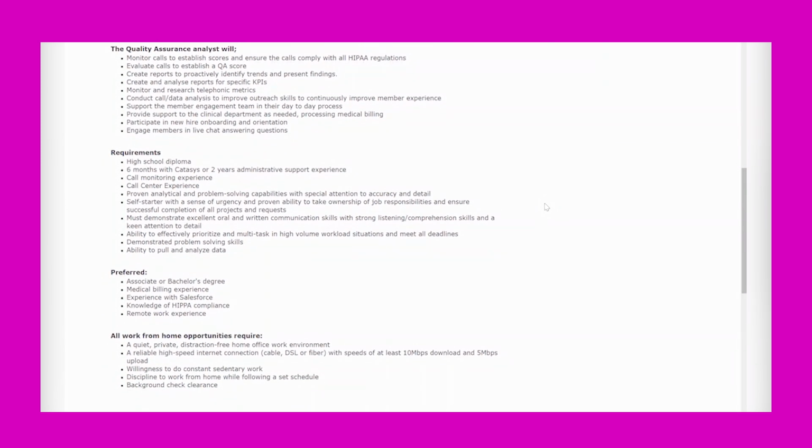Requirements: high school diploma, 6 months with CADASIS, or 2 years administrative support experience. CADASIS is also the company. It's like they have a couple of different companies under the same umbrella.